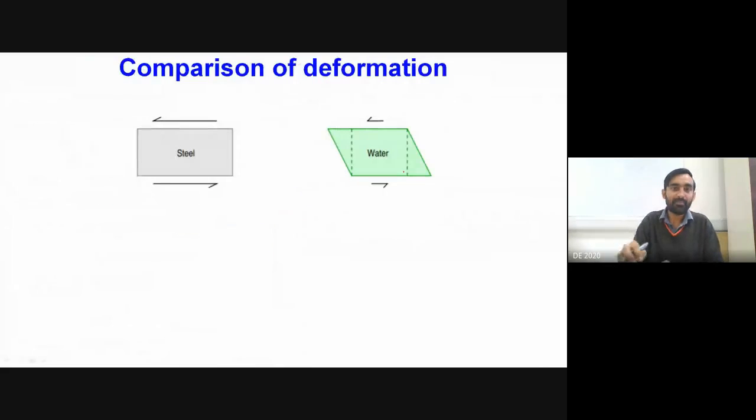Now, in this particular slide, I would like to make a distinction between a solid and a fluid. For example, if we have a steel block, and let us consider that this steel block is subjected to some sort of force. If this force is applied parallel to the face, then this is something we call shear stress.